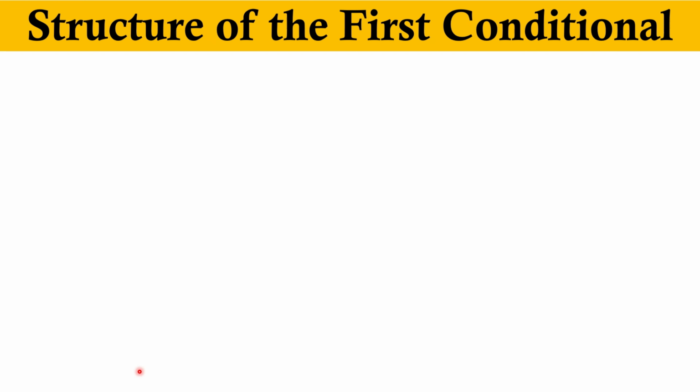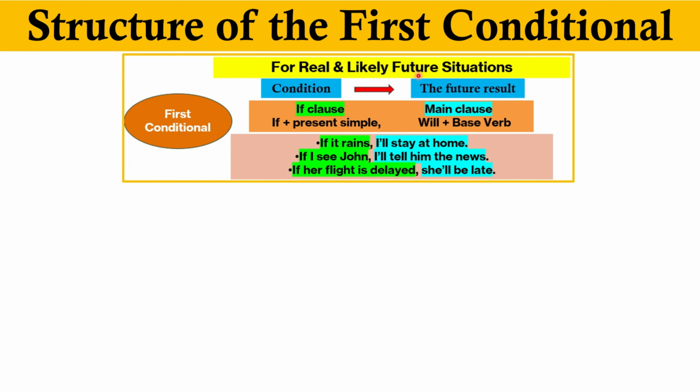Now let's look at the structure of the first conditional. We use the first conditional for real and likely future situations, things that might actually happen if a certain condition is met. It has two parts, just like the zero conditional, but the tenses are different. The structure is simple. If plus present simple, will plus base verb. We use the if clause to talk about the condition, the situation that might happen, and the main clause to show the result. What will happen if the condition is true?